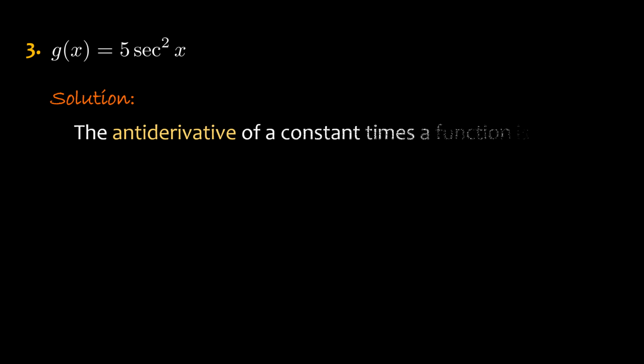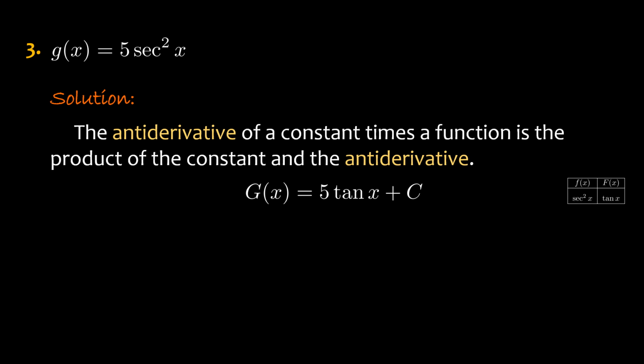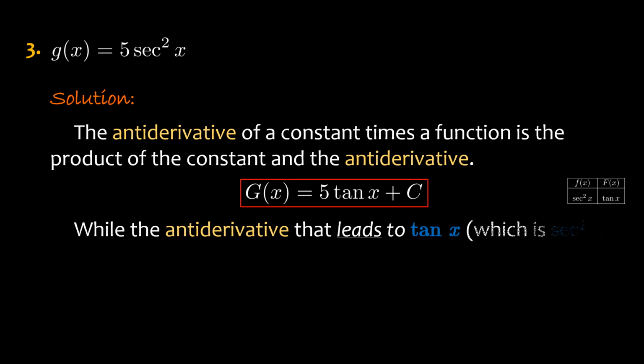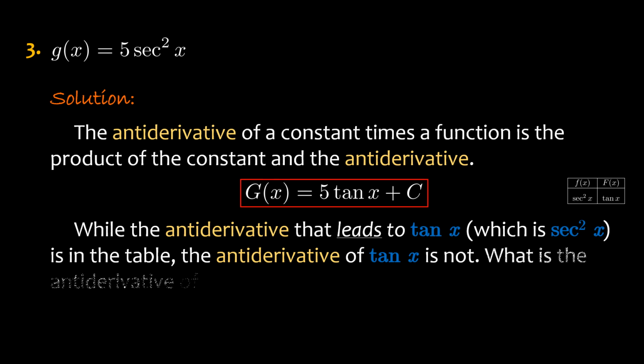Number 3. g of x equals 5 times the secant squared of x. Solution. The antiderivative of a constant times a function is the product of the constant and the antiderivative. While the antiderivative that leads to tangent of x, which is secant squared of x, is in the table, the antiderivative of tangent of x is not.